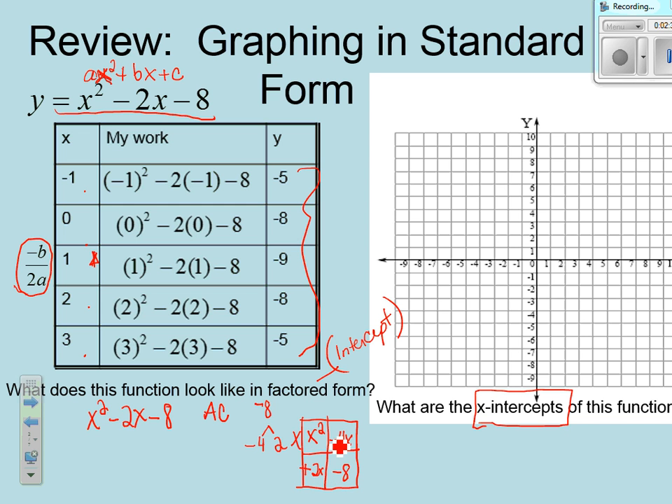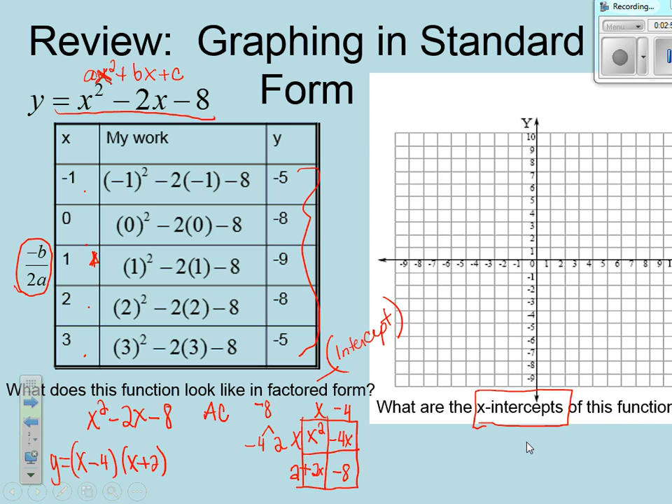What do they have in common in this row? x. This column, and this row. And so the factored form of this problem would be x minus 4 and x plus 2. That would be the y equals those factors. That would be what intercept or factored form looks like.